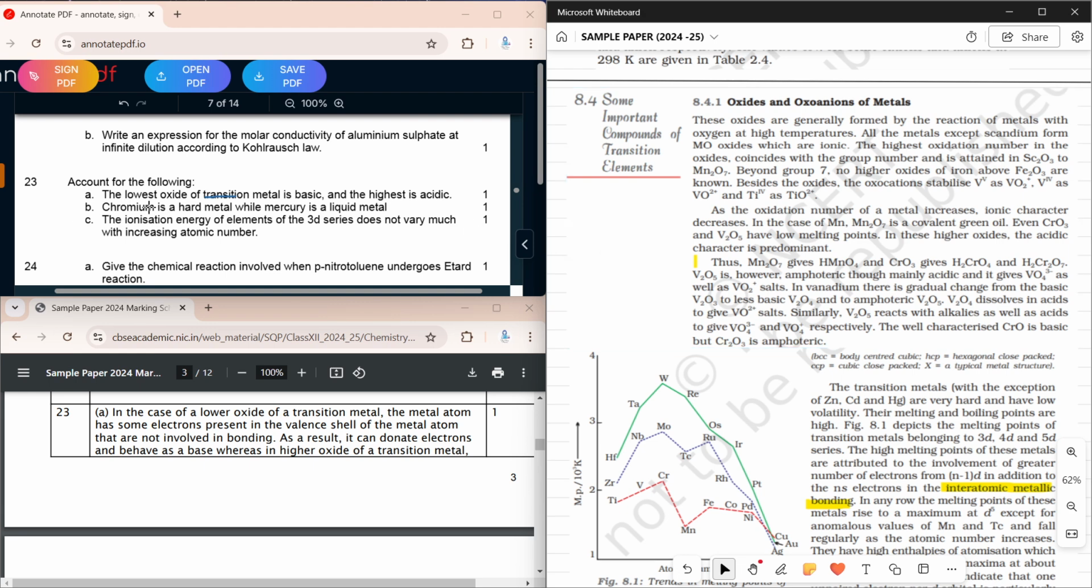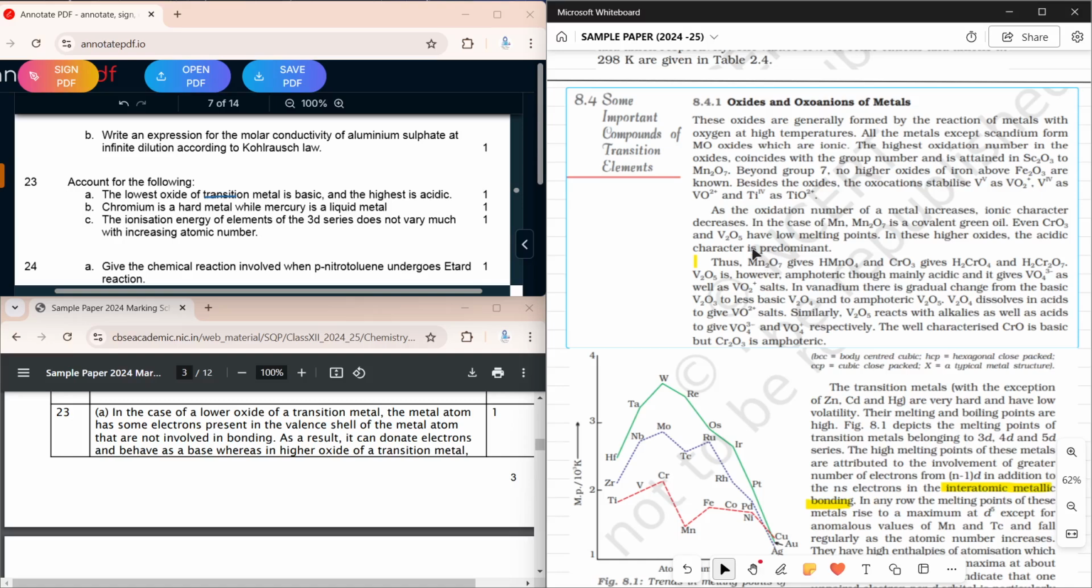So basically, the lowest oxidation state of the transition metal is basic, and as the oxidation state goes up, you have a more acidic nature. This is because in lower oxides, there are some electrons in the valence shell, and these electrons don't like taking part in the formation of bonds. So they like to give those electrons away. They don't want them anymore, and that's why they act as a base.